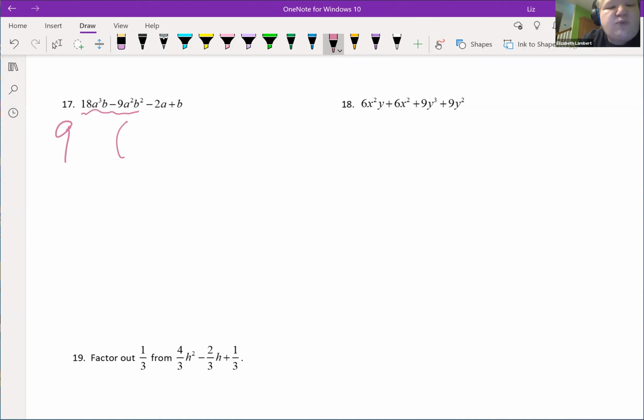9 times 2, back to 18. Okay. A cubed and a squared, they could both give back a squared. And a b squared, they could both give back 1b. So with the 2, 9 times 2 is 18. A squared times the leftover a.